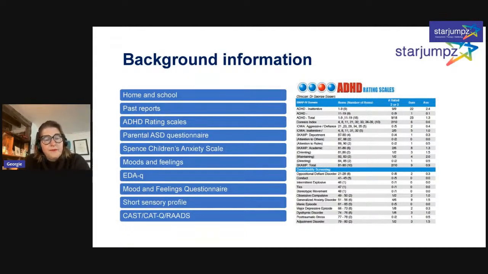We get you to complete lots of different questionnaires. I've just got a list of them here. So we do ADHD rating scales, an autism questionnaire, an anxiety scale, moods and feelings, the extreme demand avoidance questionnaire, and a sensory profile. And then depending on age, we've got some others that are really helpful. So the CAT-Q is particularly helpful for teenagers because it explores camouflaging and masking.